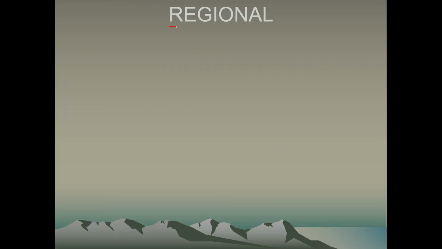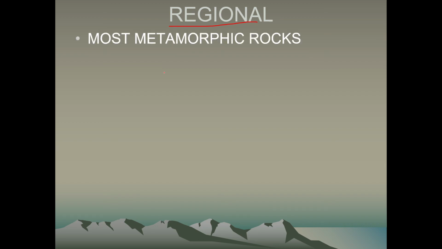So what about regional metamorphism? Regional metamorphism, as opposed to contact metamorphism, is what most metamorphic rocks have gone through because it's so extensive. It happens over large areas because it's due to... What's it due to? I've already said it. Do you know? It's a larger area.